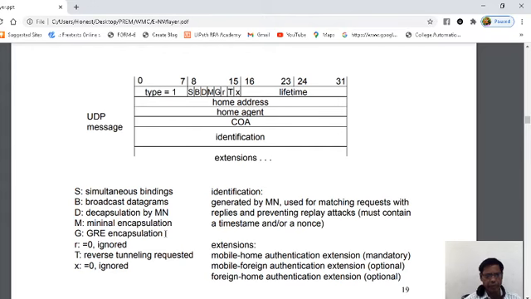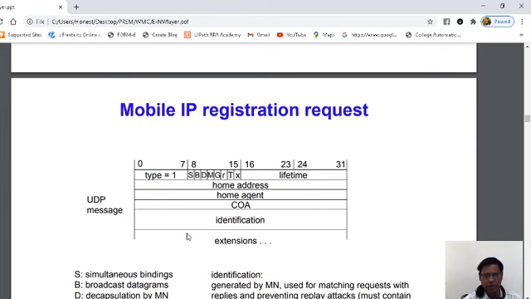M is for minimal encapsulation. G is for GRE encapsulation, the generic routing encapsulation. R is reserved and ignored, T is for reverse tunneling, and X is set to 0. Okay, so this is about the mobile IP registration request.